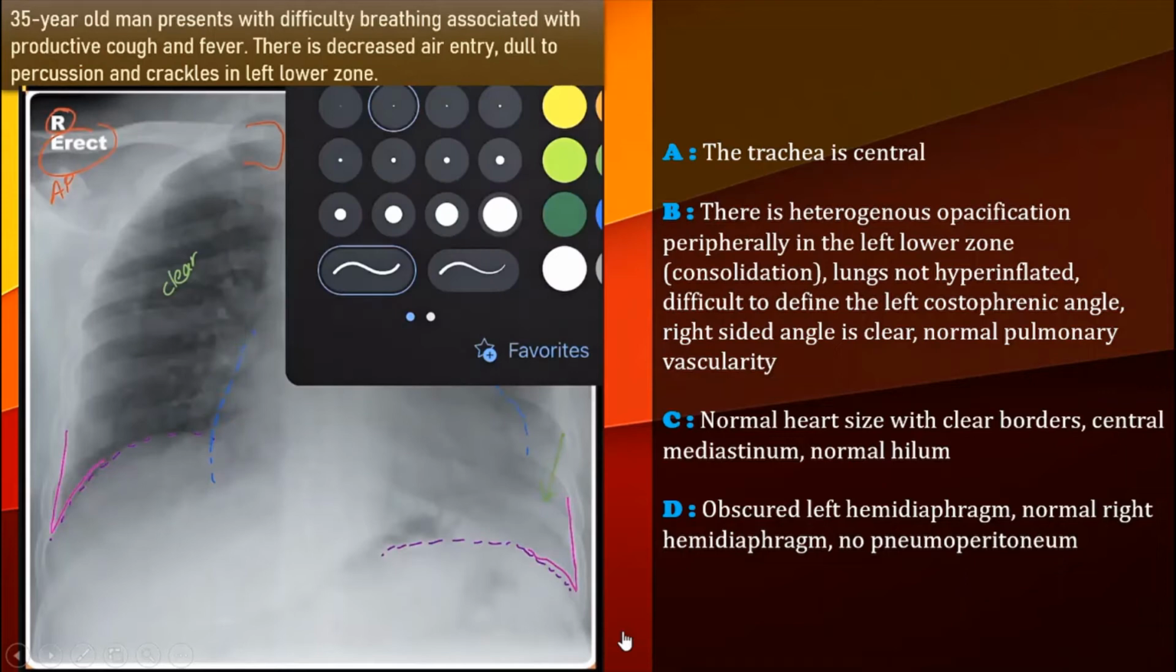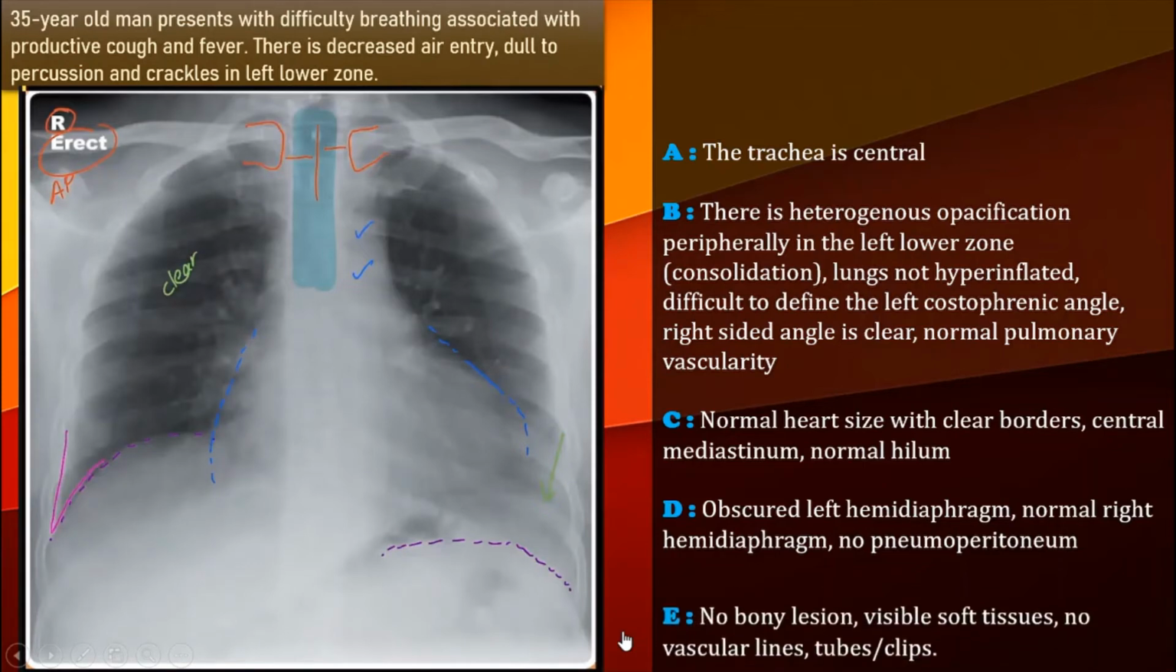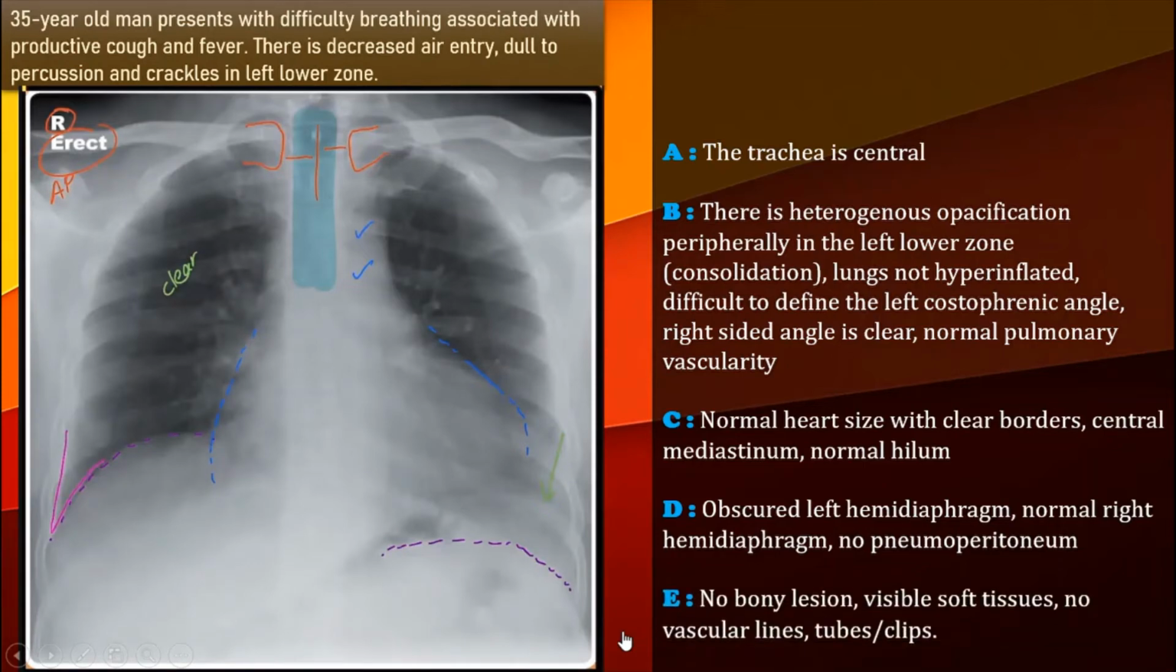So finally, it's E. E is everything else. So for everything else, there's no bony lesion. I don't see any fractures here. And the soft tissues are normal, these areas. The soft tissues are pretty normal. And then there's no vascular lines or pacemakers or surgical clips that I can see here.